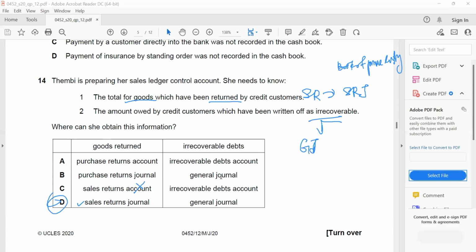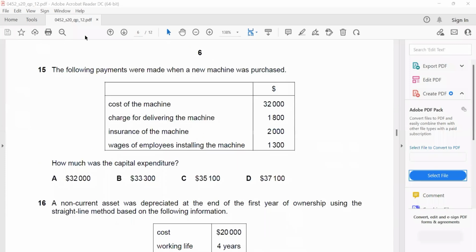Next question. 15. The following payments were made when a new machine was purchased. Cost of machine 32,000. And then a charge for delivering the machine. When the machine is delivered, they charge the transport cost.